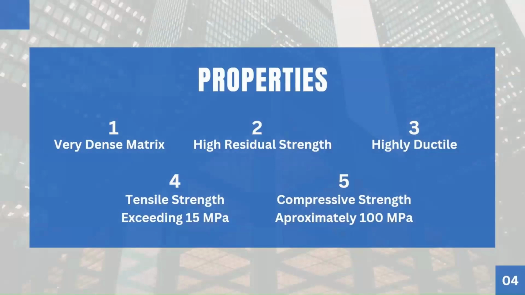The properties of the concrete mix that we have used is, first of all, it had an extremely high density. Second, its residual strength was extremely high, and that was due to the addition of steel fibers. It was highly ductile, and that was also due to the addition of steel fibers. Its tensile strength exceeded 15 megapascal, actually it reached around 230 megapascal. Its compressive strength was approximately around 100 megapascals with few variations.